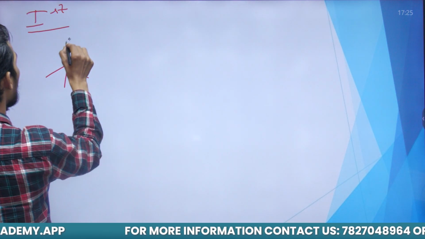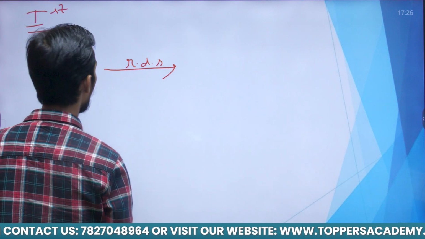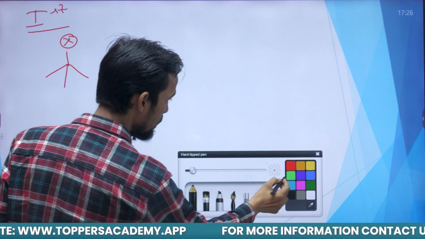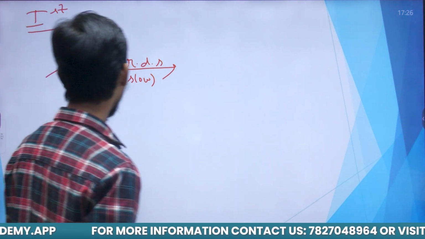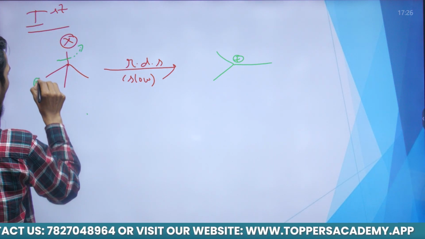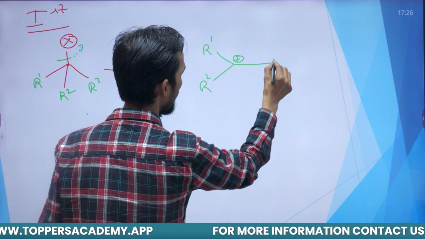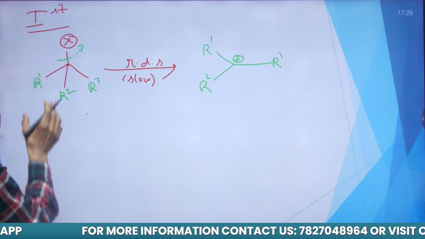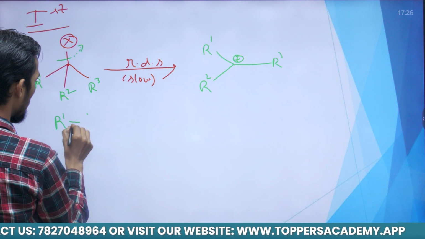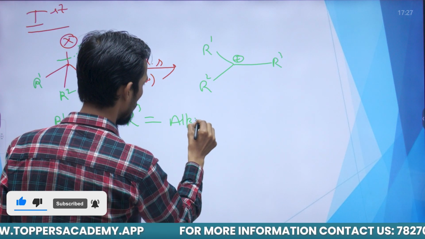This is our first step, and it is the rate determining step, or you can say the slow step, because in this step bond breaking takes place, and it becomes like this. If we arrange the groups like this, let's say it is R1, R2 and R3. We can see over here that this group leaves. This X is leaving in the first step, where R1 can be equal to R2, can be equal to R3, and they are alkyl groups. Most of the time they are alkyl groups.